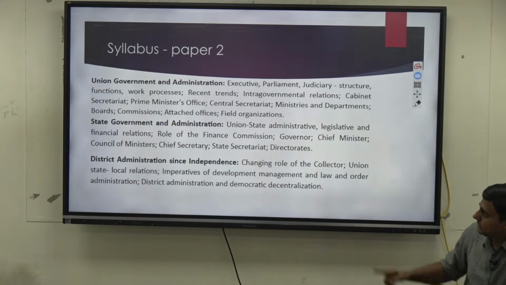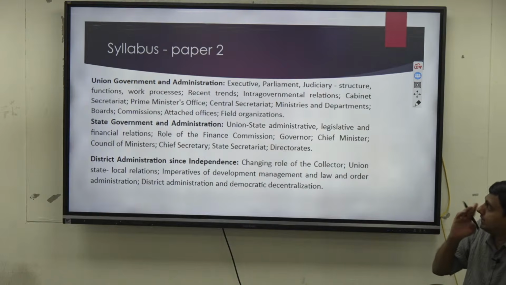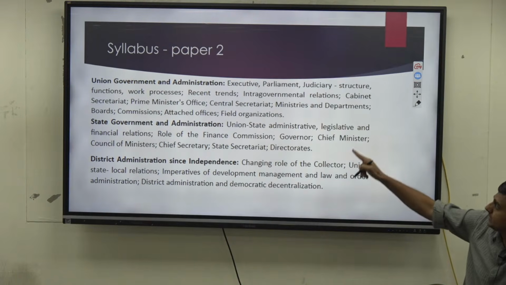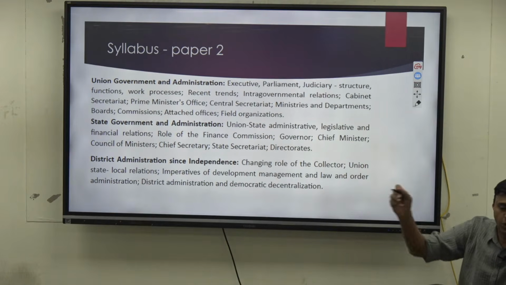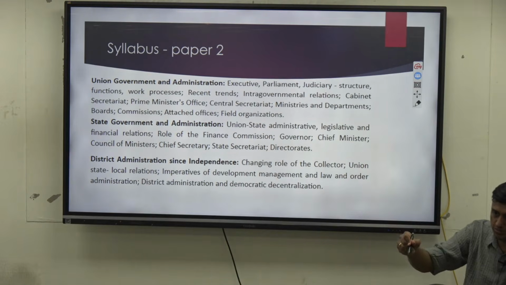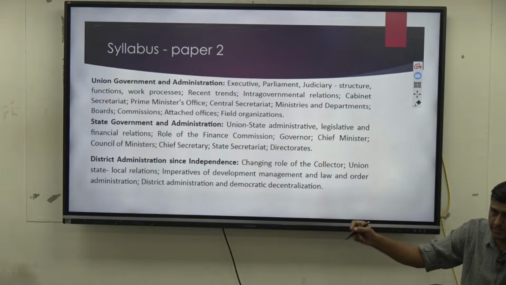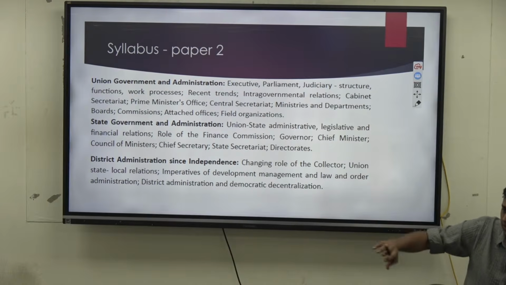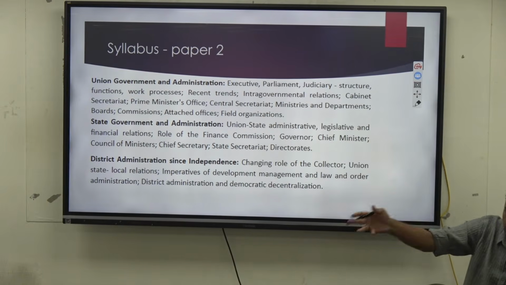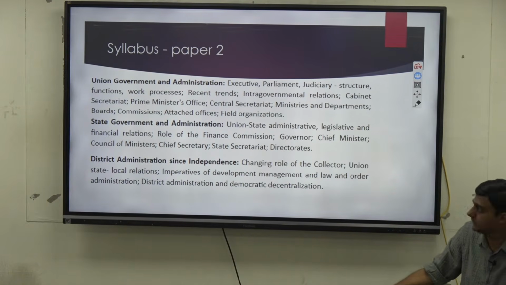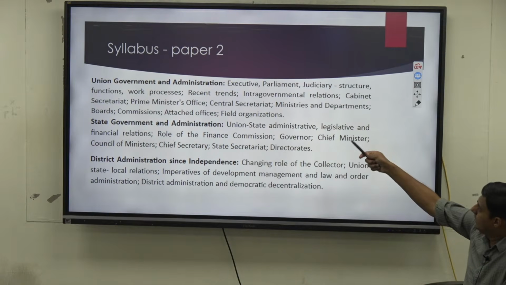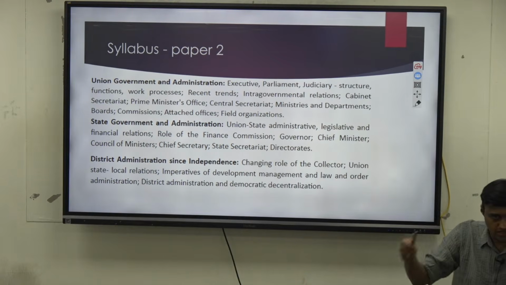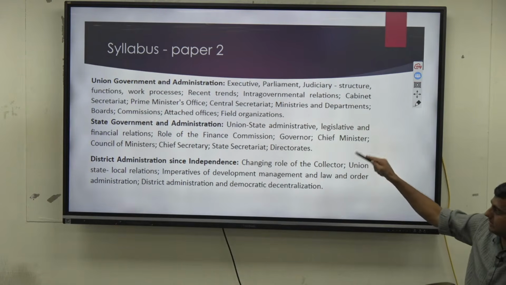We'll come back to the other ones. Look at this, Paper 2. Union government and administration, which is what? Look at the words: executive. Executive means what? Your President, Prime Minister, Council of Ministers, cabinet committees, Parliament. If the Parliament chapter is done, you'll have an idea, or else you'll be doing the basic idea. Judiciary: your Supreme Court, High Court, subordinate courts, All India Judicial Services. Then intergovernmental relations, Center-State relations. Recall the Center-State relations chapter, the interstate relations chapter, federalism, that is intergovernmental.